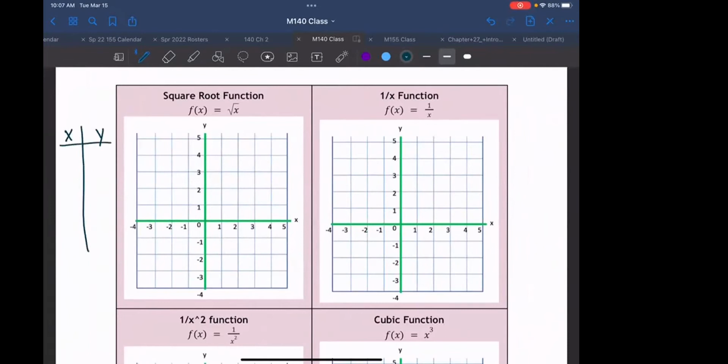Okay, so the X and Y points are the important points for this. They're going to look a little different. And that's because, can I plug in -1 here? No, right? Can't take the square root of -1. So I'm going to start with x equals 0.